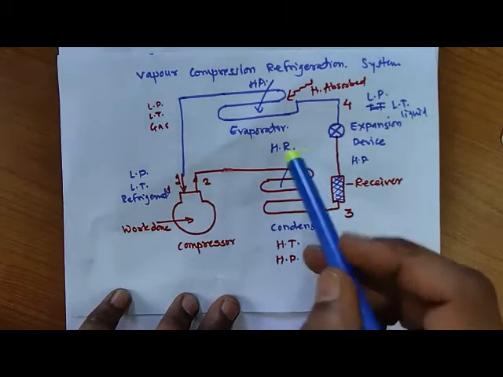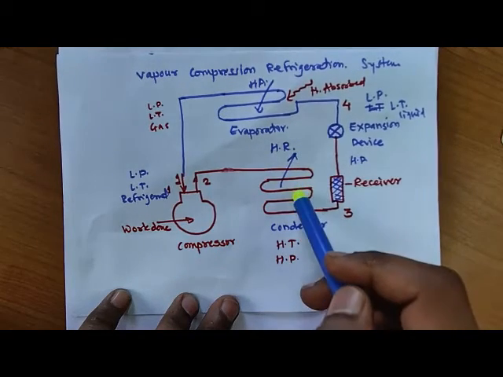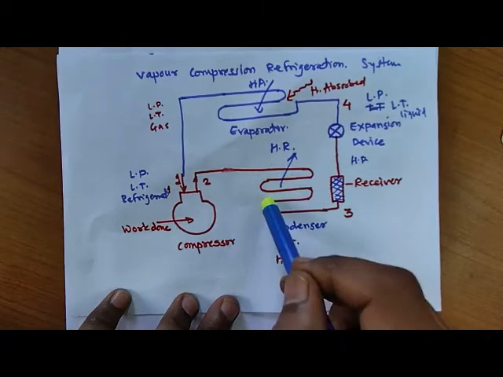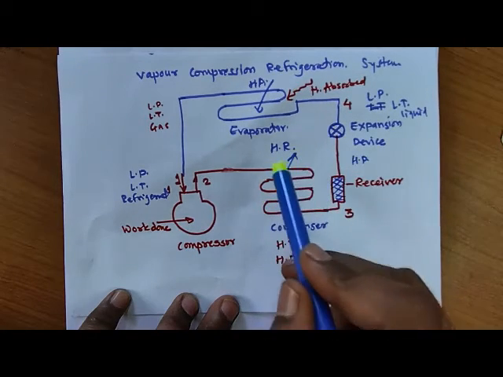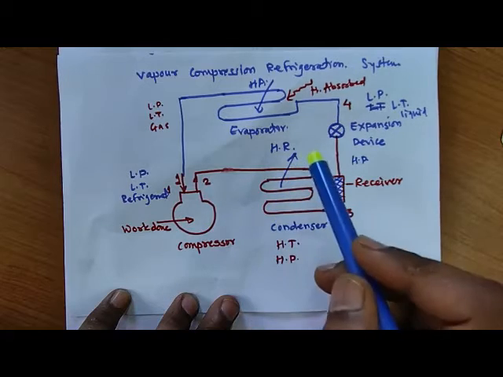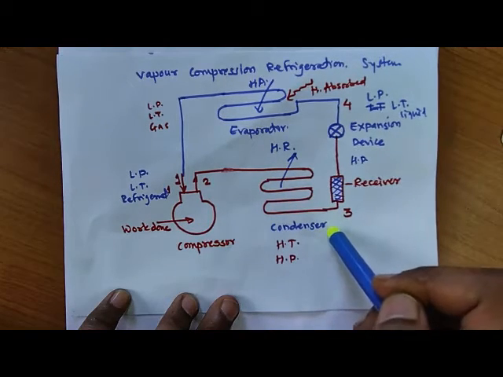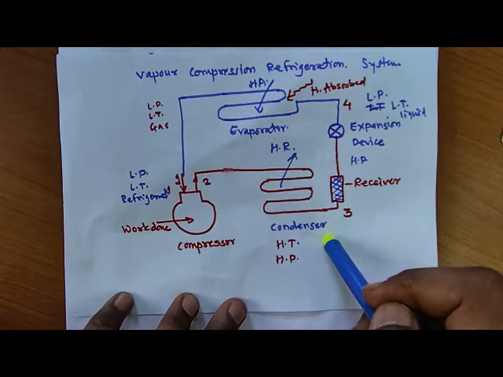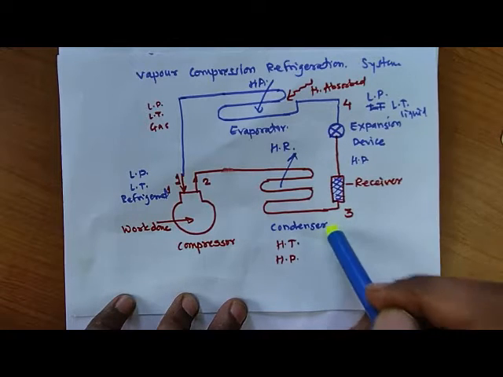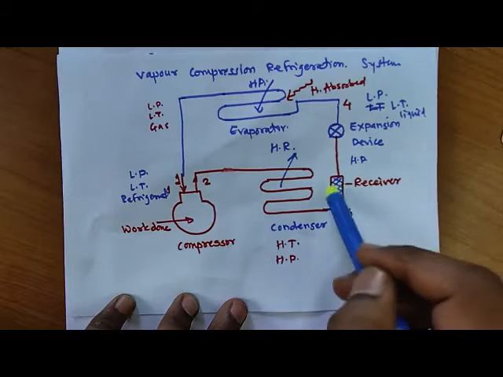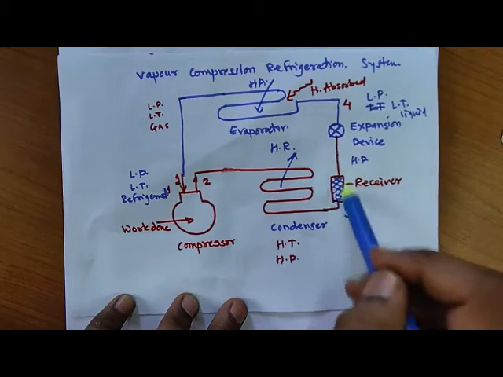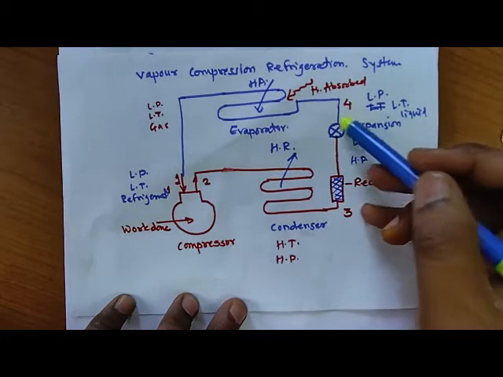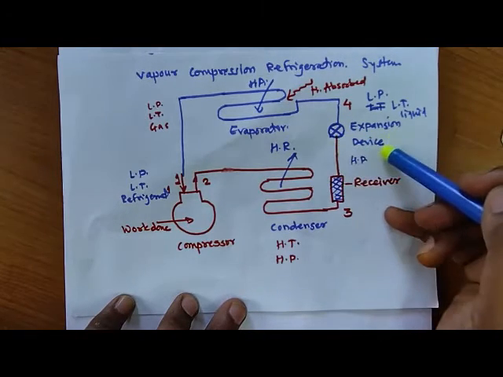Here heat is removed from the refrigerant. Due to that, at constant pressure and constant temperature, the gas refrigerant changes its phase and converts into liquid refrigerant. So at the outlet of the condenser we have liquid refrigerant with high pressure and high temperature. Then we have the receiver, which is just a storage tank. After that the main part is the expansion device.